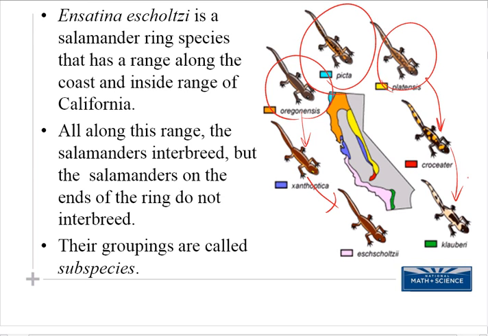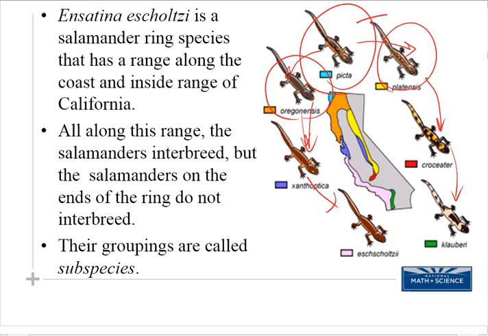And so what do we mean here? It means that Picta, the first one, could share genes with Platensis, the next one on the right. It could also share genes with Oregonensis. And so the different subspecies can swap genes with the one they're next to.